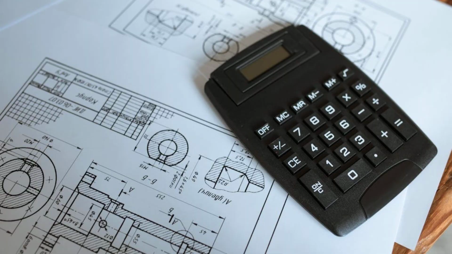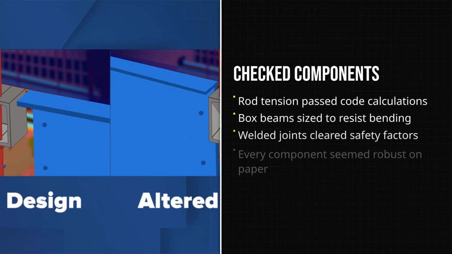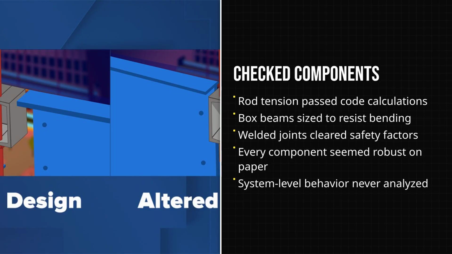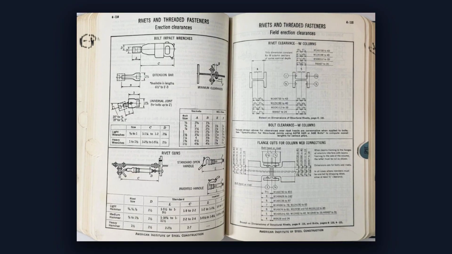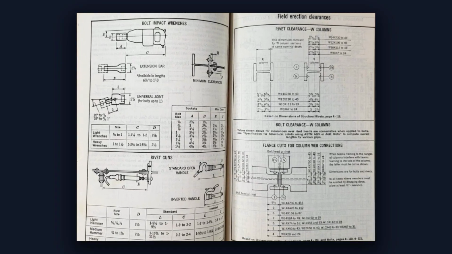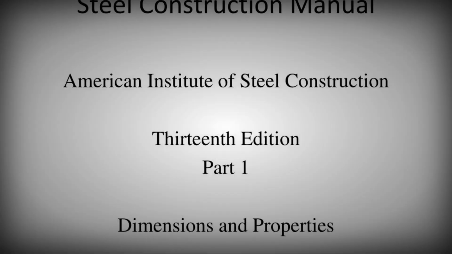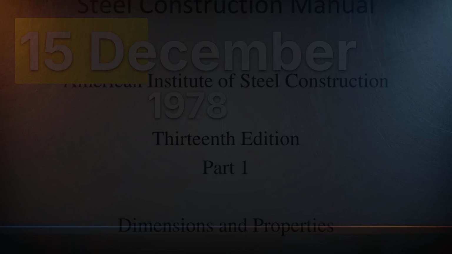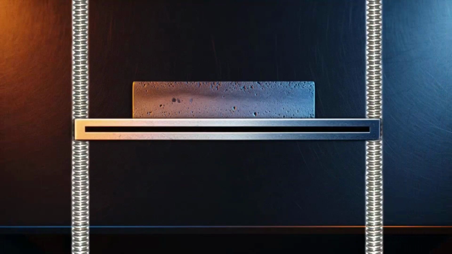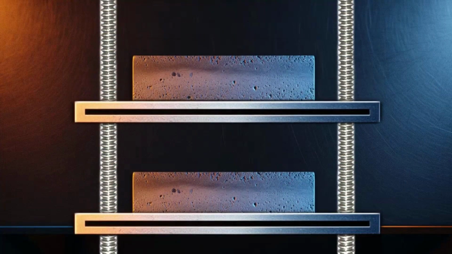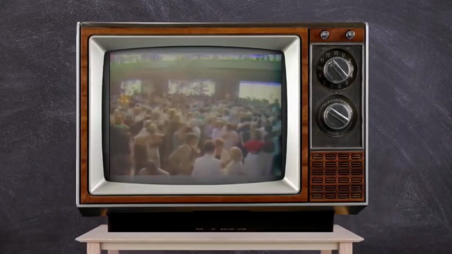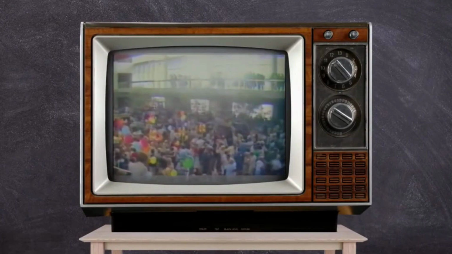Engineering teams prepared calculation sheets for each walkway member. They checked tension in the steel rods, bending in the box beams, and the overall strength of the welded joints. The numbers aligned with the American Institute of Steel Construction Code in effect during the late 1970s. Each rod was sized to withstand expected tension forces. The beams passed checks for bending under their own weight and the weight of a full crowd.